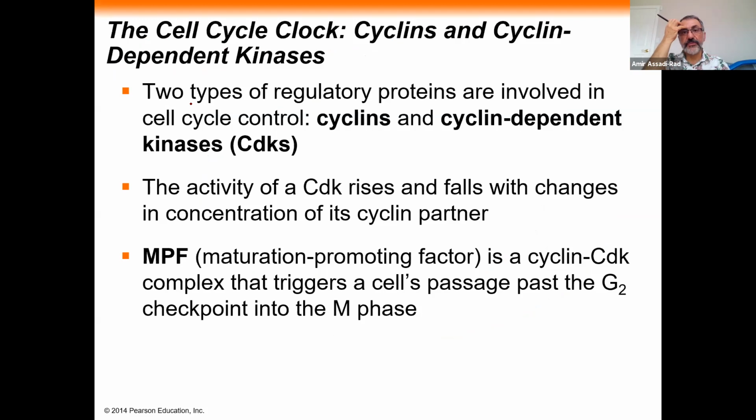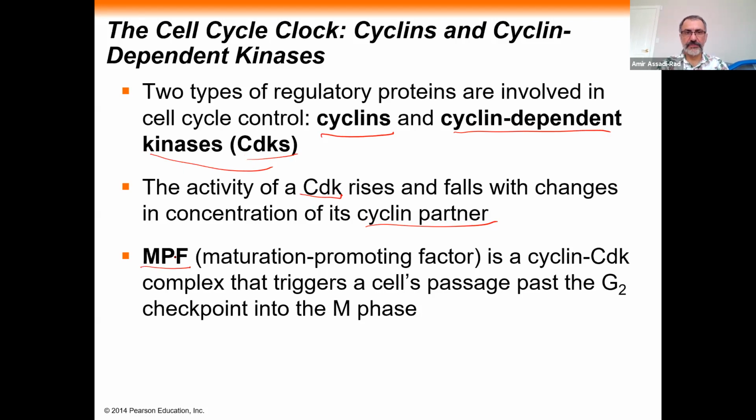2 types of regulatory proteins are involved in the cell cycle. One of them is cyclin, as I said, and cyclin-dependent kinase, CDK. The activity of CDK, the enzyme, rises and falls with change of concentration of the cyclin partner.